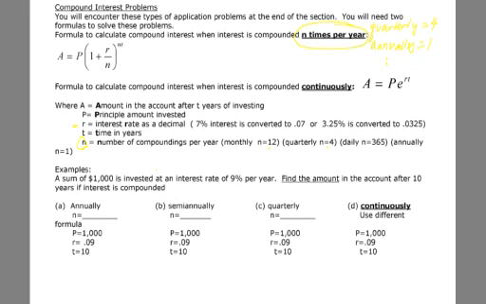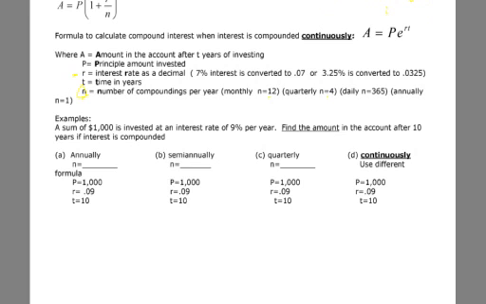Let's look at them all in one swoop. Let's just do $1,000. A sum of $1,000 is invested at an interest rate of 9% per year. Find the amount after 10 years if interest is compounded, given these 4 scenarios.